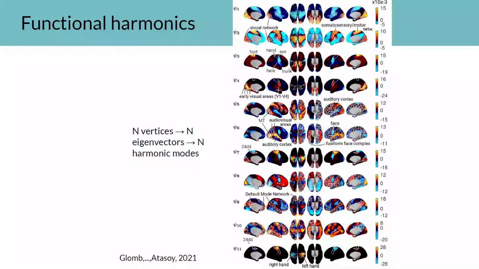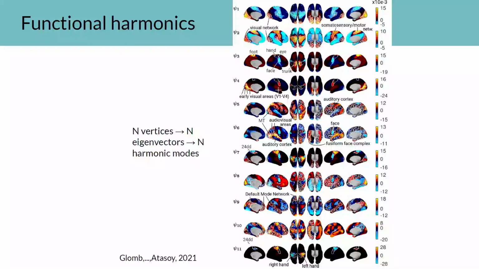And because it's an eigendecomposition, it follows that because we have n vertices, so in this case about 60,000, we also have about 60,000 eigenvectors in theory. So there exist about 60,000 harmonic modes. Here I'm just showing you the first 11, so a tiny fraction of those. We analyzed those in the paper because we found that they were the most relevant for task activity patterns.